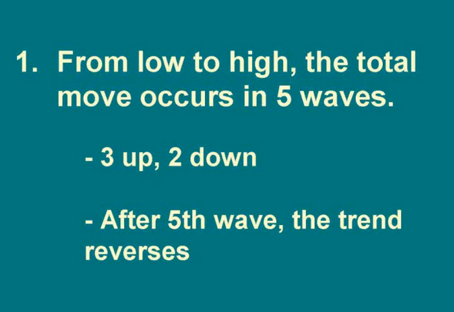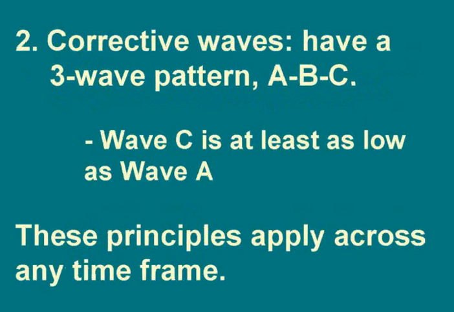And principle number two I use is concerning the corrective waves. Now, they most commonly take the form of a three-wave pattern, or ABC, as I call it. Now, wave C is at least as low as wave A, when we're talking about a bull market, remember. So I will show you a few of these on this very long-term Dow chart here. Now, by the way, these principles apply in any time frame from the 1 minute to the monthly.